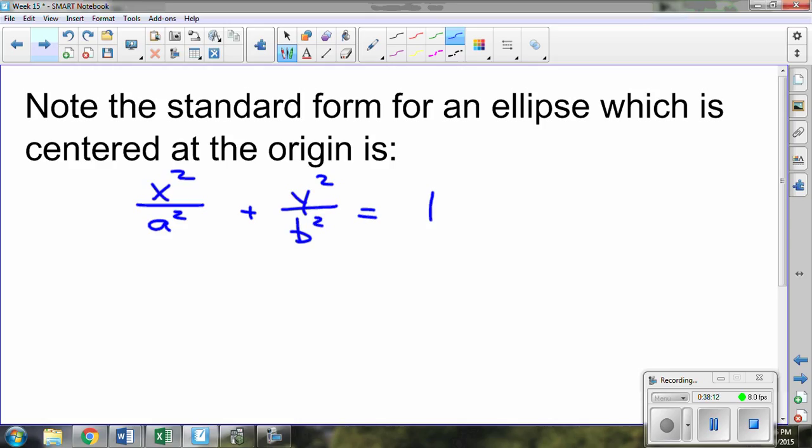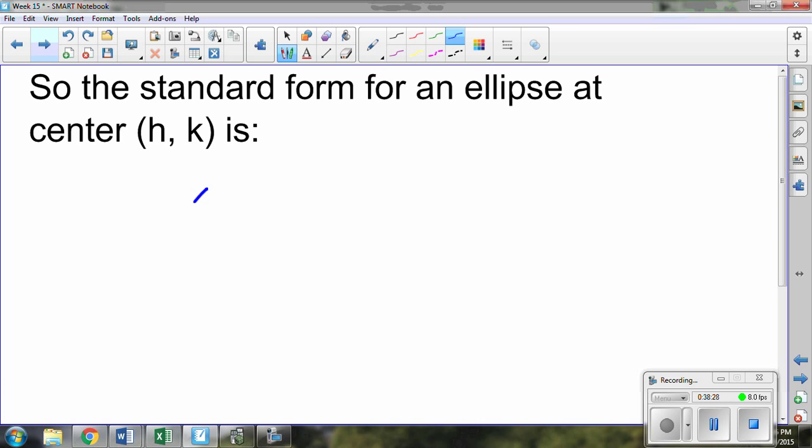Well, what if we don't put it at the origin? What if instead of being at 0, 0, we put it at the center h, k? That's not a big deal. We know how to do translations left or right. We know how to do translations up or down, just putting them on the y value. If we take it and shift it to h, we've got x minus h. And then we can also take y minus k.